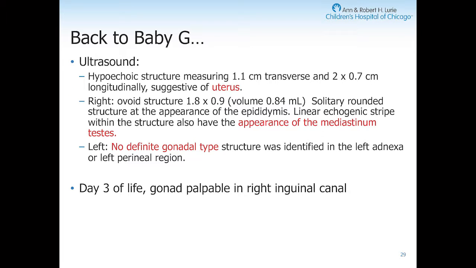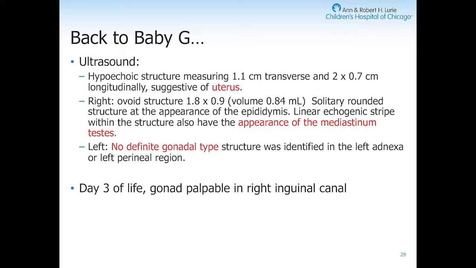All right, so if we go back to our baby, I said ultrasound is one of the things you can do right away, and so we did. There was a structure that was suggestive of a uterus. On the right, they saw a gonad, and they thought it was most like a testicle. They can see what's called the mediastinum testis in there, and they thought it was probably a testicle on the right. On the left, they couldn't really tell. They really didn't see any definitive gonad.